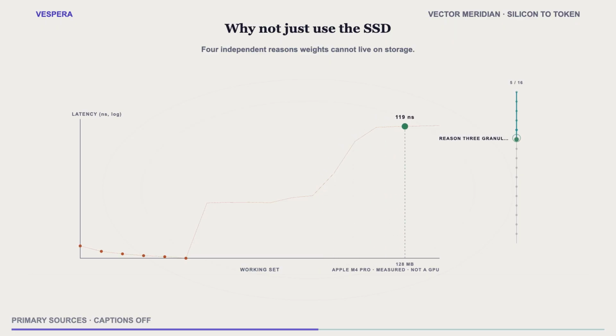Reason 3, granularity. DRAM is addressed in tens of bytes. Flash is organized in pages of several kilobytes and erased in blocks of megabytes. Ask for one number and you get a page. If your access pattern is scattered, you waste most of every transfer. And neural network weights are read as large contiguous blocks. So this one is actually the kindest of the 4.